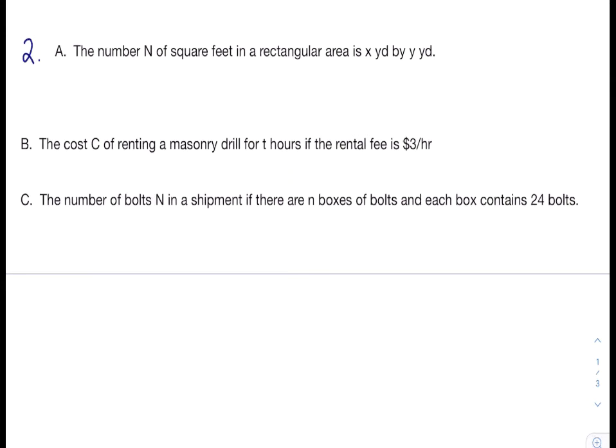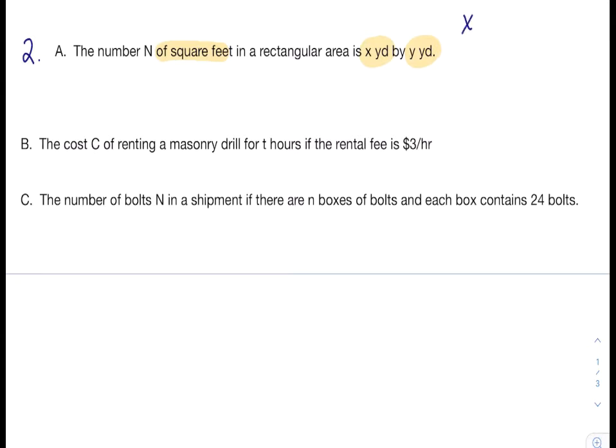Question 2 is a lot like question 1 with doing the conversions. However, you're going to have to do a little additional work in order to understand exactly how to put this equation in place. So for part A, we are looking for the number of square feet when we know the measurements in yards. So I see that I've got square feet, but I have X yards and Y yards. So in order for my answer to be in square feet, I need to multiply feet for my measurements.